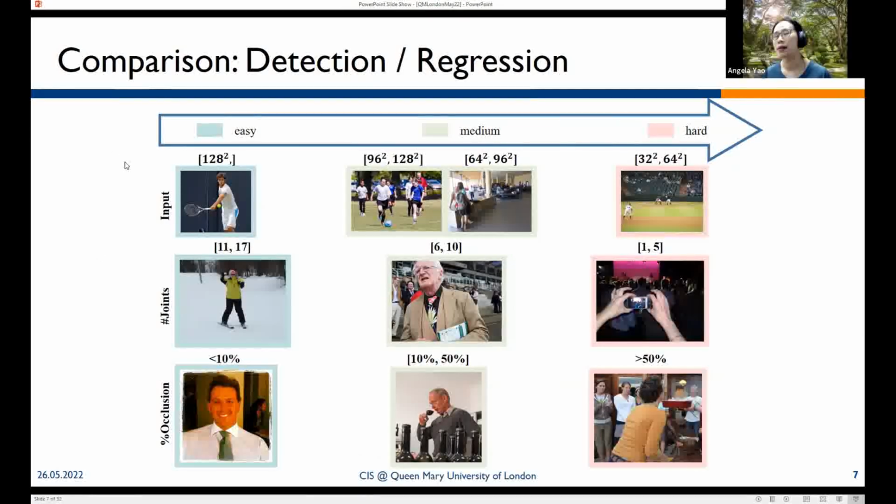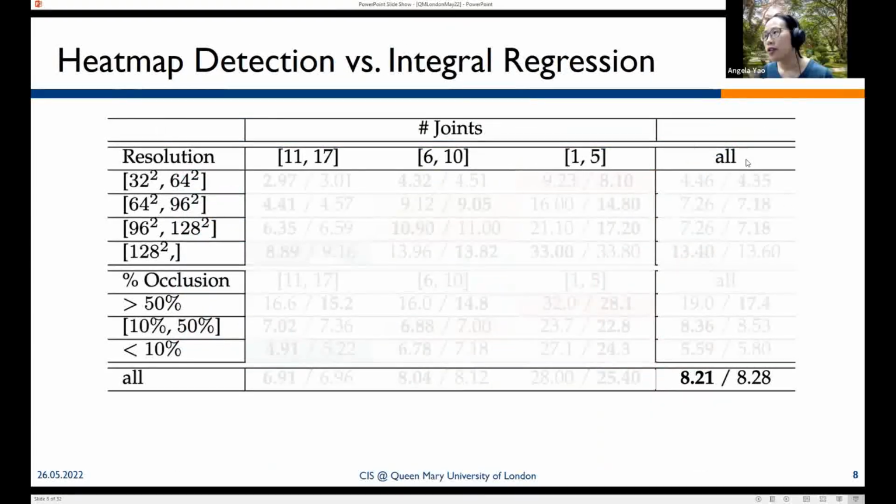And so we now do a comparison between integral regression and heat map detection. If you average all of the instances, so if I don't care about any of these sub-benchmarks, then what we observe here, and I do believe this is millimeter or pixel-wise EPE.